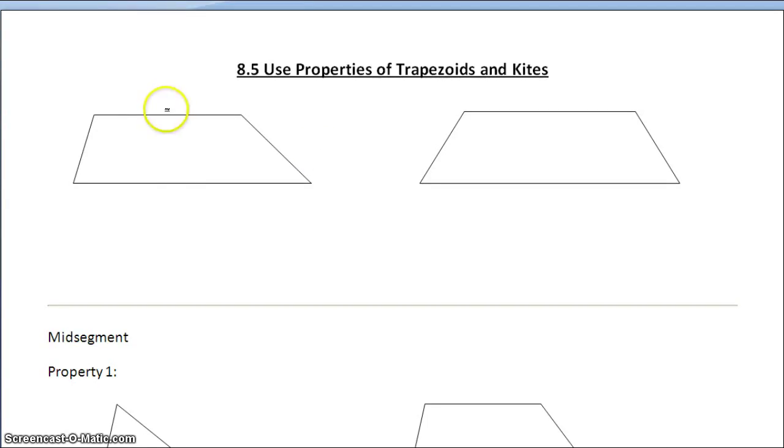In a trapezoid, there are two sides that are parallel. Those two sides are called bases. The two non-base sides in a trapezoid are called legs.